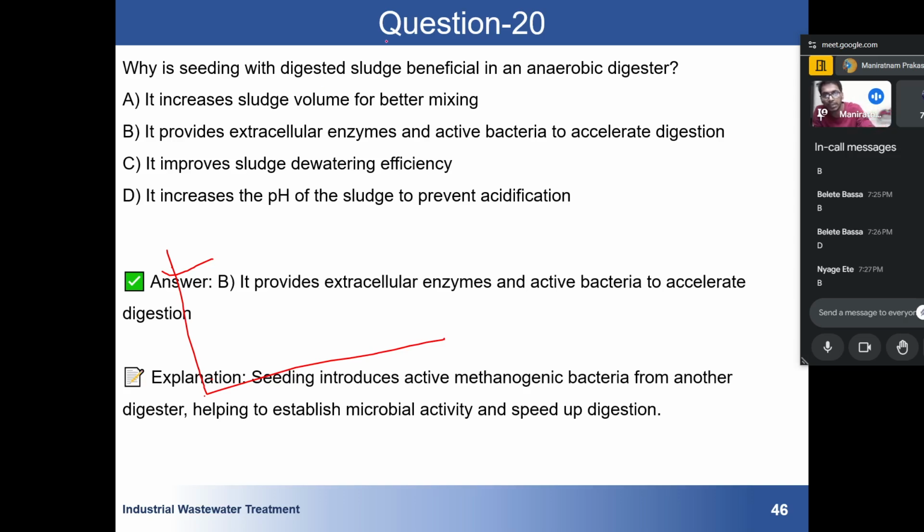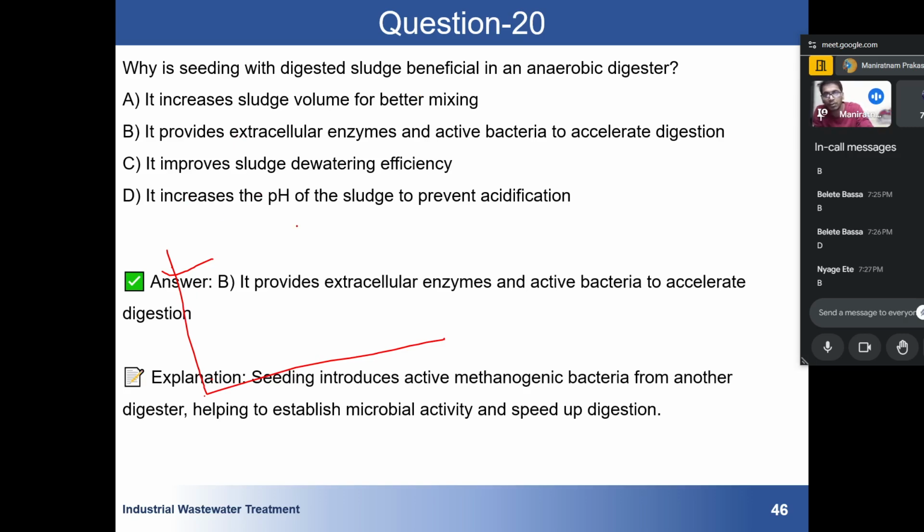So what will happen if we add the digested sludge, which contains a lot of active bacteria, is that it will start to consume the carbon as soon as we add it in the digester. It won't wait for some time to settle down. Otherwise, the number of bacteria will have to increase first, and then it will start. So that process can be minimized by adding activated bacteria. So the correct answer is B.